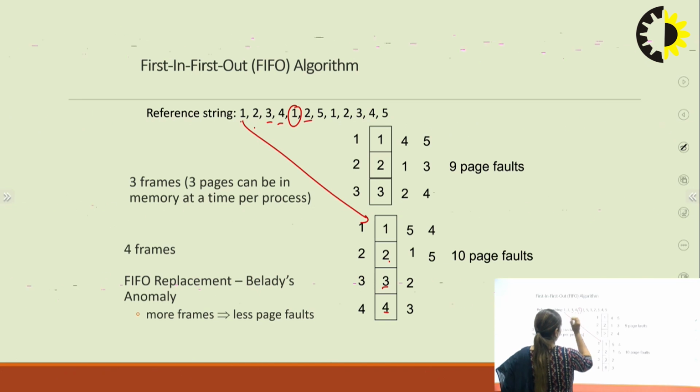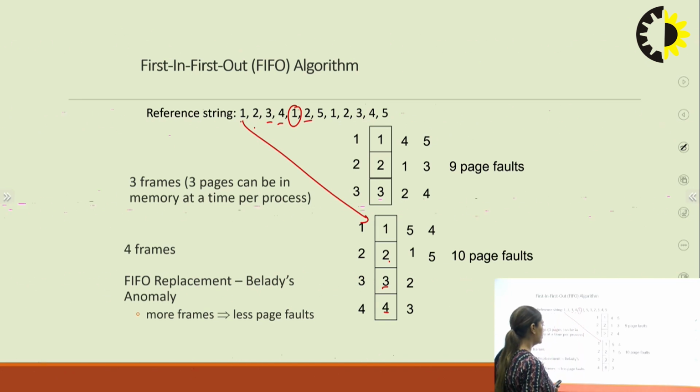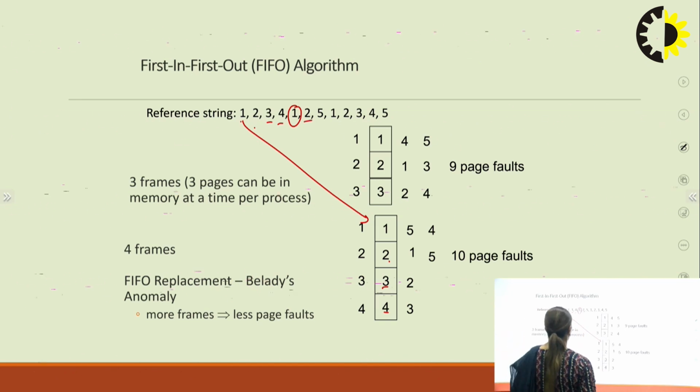Then comes 1, it is already there, okay? Then comes 2, right? 2 is already there. Then comes 5, it will replace 1 because 1 is the oldest here, right? 5 will come here. Then comes 1, right? 1 will replace 2 because 2 is the oldest now. Then 1 is there, we will fit 1.